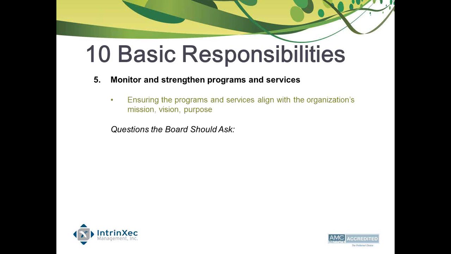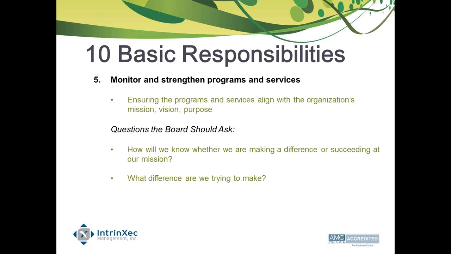Number 5 is to monitor and strengthen programs and services. Again, ensuring that all the programs and services that you offer align with your mission, vision, and purpose. It is very, very easy for an organization to kind of get caught in that trap of always doing the same thing because that's what they've always done. And it's really important that a board is constantly looking at, do the programs and services align with what we're trying to accomplish? Is it relevant to our industry and our members and the purpose that we're trying to serve today? Do we know the difference that we're trying to make, and how will we know if we succeed at making that?